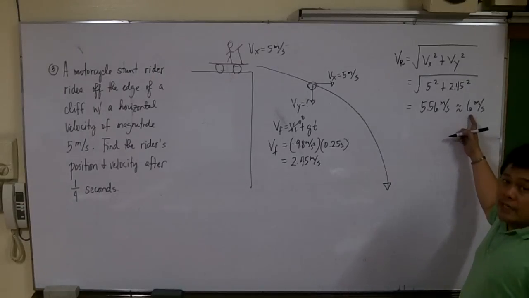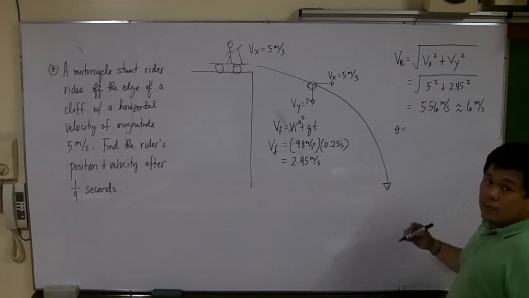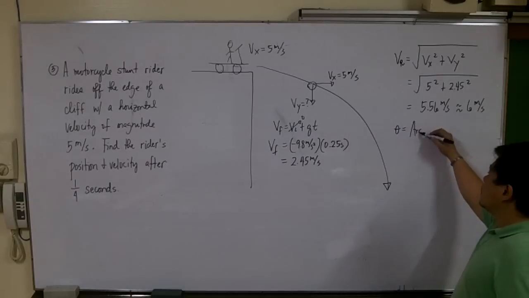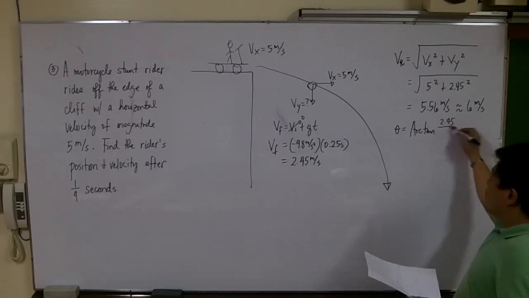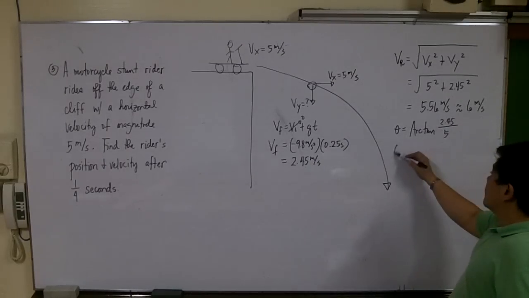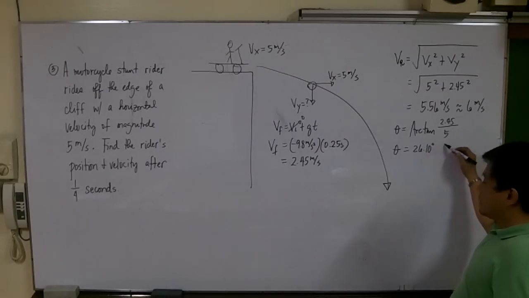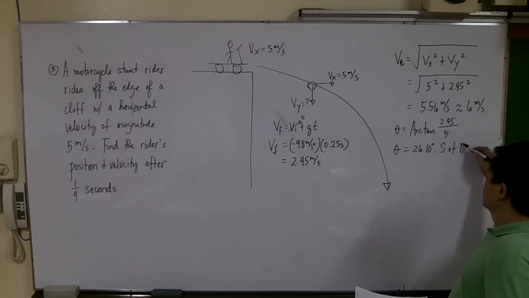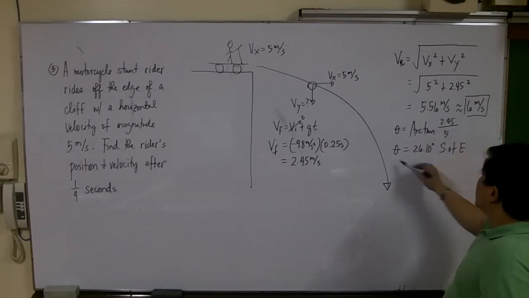6 meters per second is just the magnitude, so we have to solve for the direction. Using theta is equal to the arctan of y over x, theta is 26.10 degrees south of east. So we are now done with the velocity.